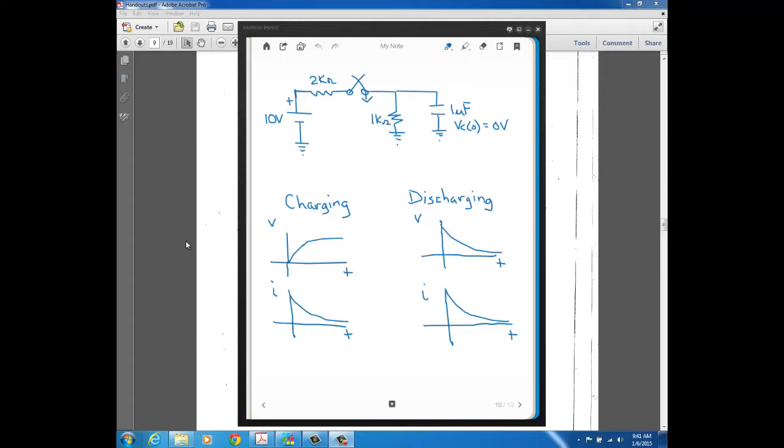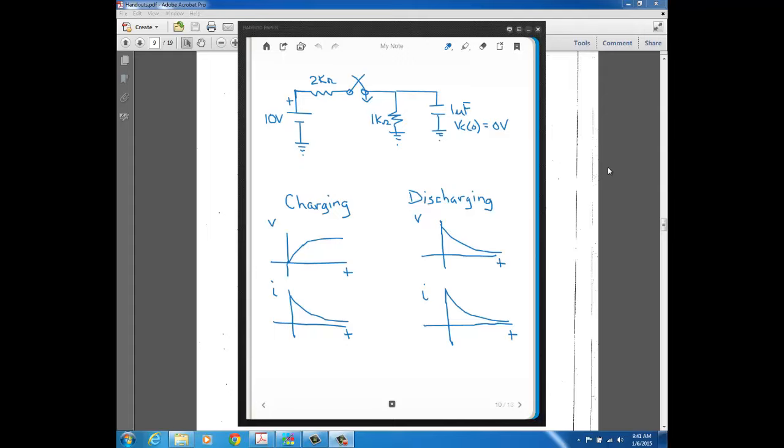In this video, we're going to do a problem that involves a storage element, namely a capacitor, where we find the voltage and current curves for that capacitor. And the approach we're going to use is a circuits approach that's 3 steps.